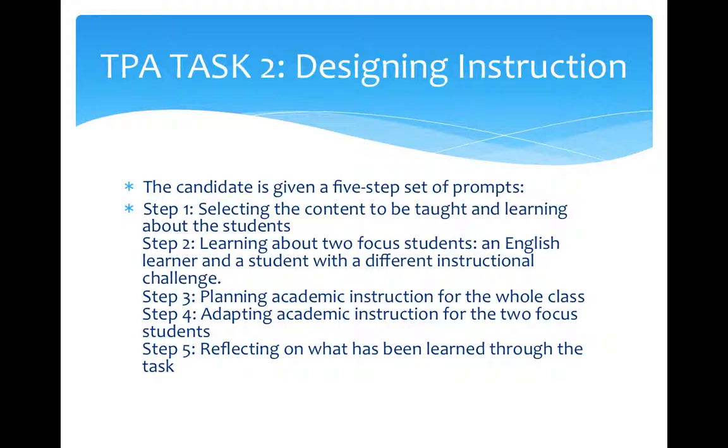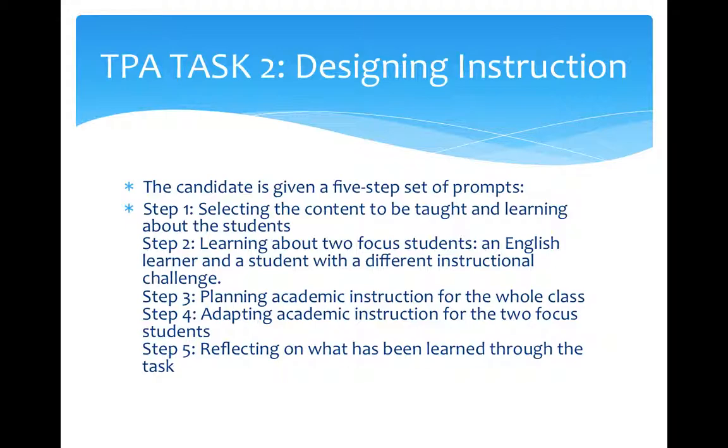TPA Task 2, Designing Instruction, focuses on 5 prompts or 5 things that you need to think about to complete. First, you need to select the content to be taught and learn about the students. So you'll develop a unit. You'll select 2 focus students, 1 an English learner and 1 a student with special needs. So if you have students in your class that have IEPs, that would work. Then you're going to plan academic instruction for the whole class.